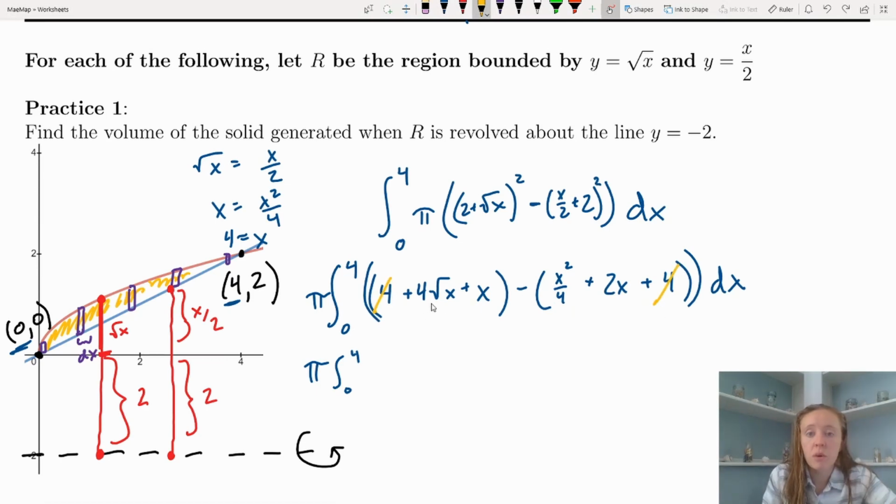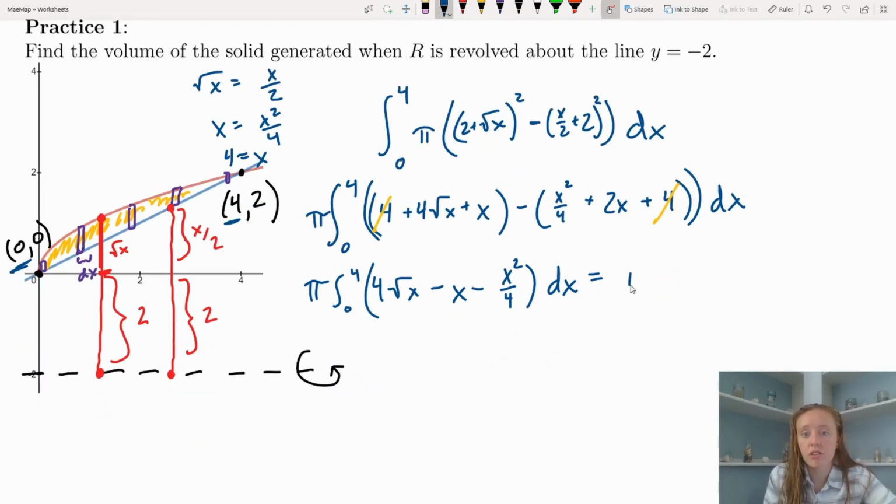So I'll have 4 square root of x all by itself, but I can combine x with 2x, but remember that 2x is subtracted, so that's going to be minus x, and then remember this x squared over 4 is also subtracted. So I combined all my like terms. Now I'll integrate. So this is going to be pi times integrating 4 square root of x.